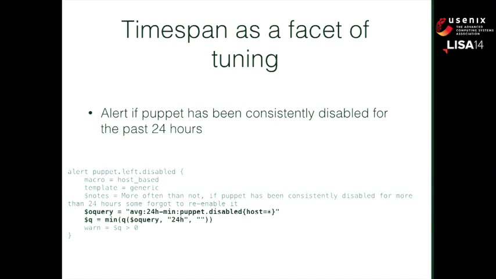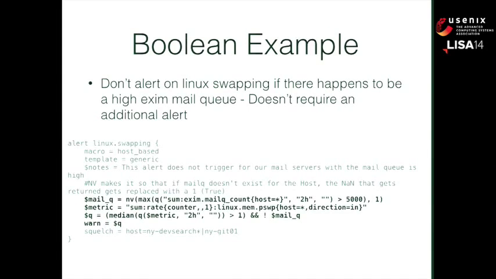And you do that by, we have this Puppet disabled, and 1 equals true in that it is disabled, 0 means it wasn't disabled. So if you take the minimum of the entire time series, and that's always been greater than 0, that means it's been consistently disabled the whole time.